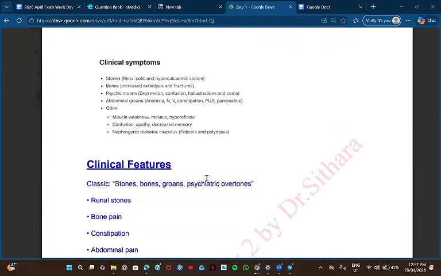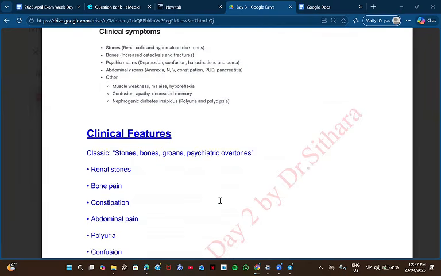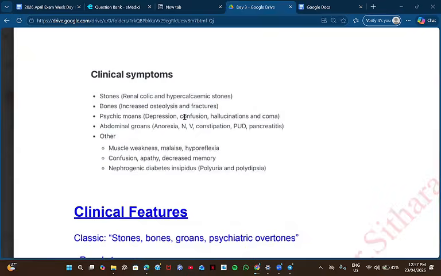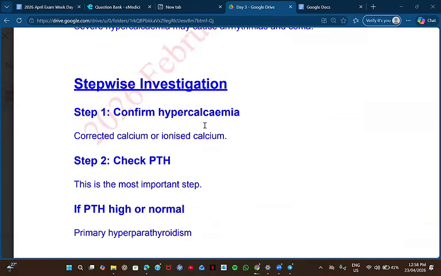Yes. So the clinical features we remember as stones, bones, groans, and psychiatric overtones, right? It's very easy. Stones: renal colic, hypercalcemic stones. Bones: increased osteolysis and fractures. Psychic moans: depression, confusion, hallucinations, and coma because of the increased calcium level. Abdominal groans: anorexia, nausea, vomiting. And muscle weakness, malaise, hyperreflexia are the other things you can see. Very important.